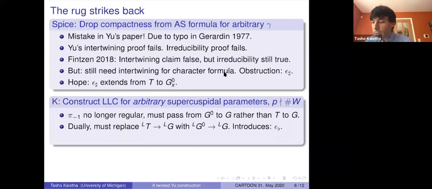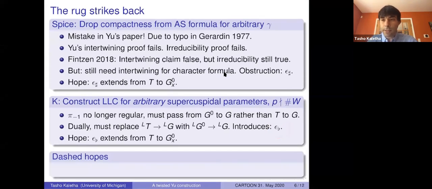And independently, I formulated my hope. It would be nice if this epsilon flat extended from T to the same stabilizer of the point, because then I could sweep it under the rug again, and things would be nice. And then Loren and I started talking, and we quickly realized that these hopes are unfounded, because neither of these characters extends from the torus to G0x. So something else was going on.